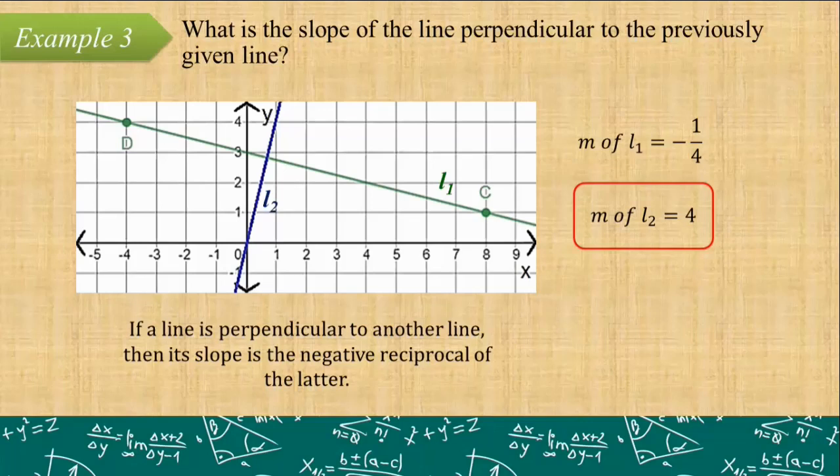Also, ang formula ng slope, tandaan, is y sub 2 minus y sub 1 divided by x sub 2 minus x sub 1.